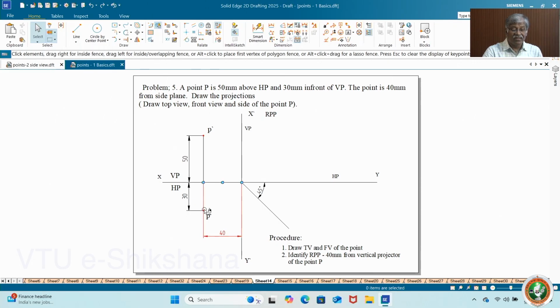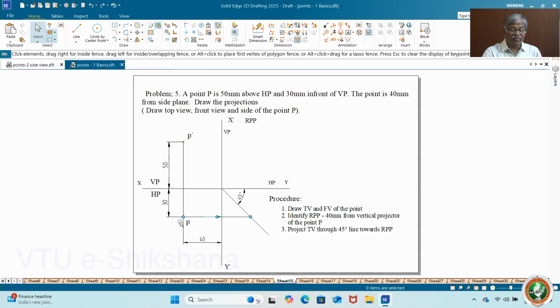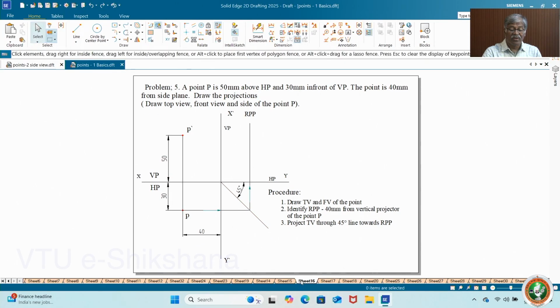Now project the top view through the 45-degree line and project the front view directly. It gets you the side view. So let's see how it works. I have drawn the projection through the 45-degree line. Now many times what happens, people project beyond this 45 degree. No, you are going to commit a mistake. Stop at this point. Don't move further. Then take it towards RPP.